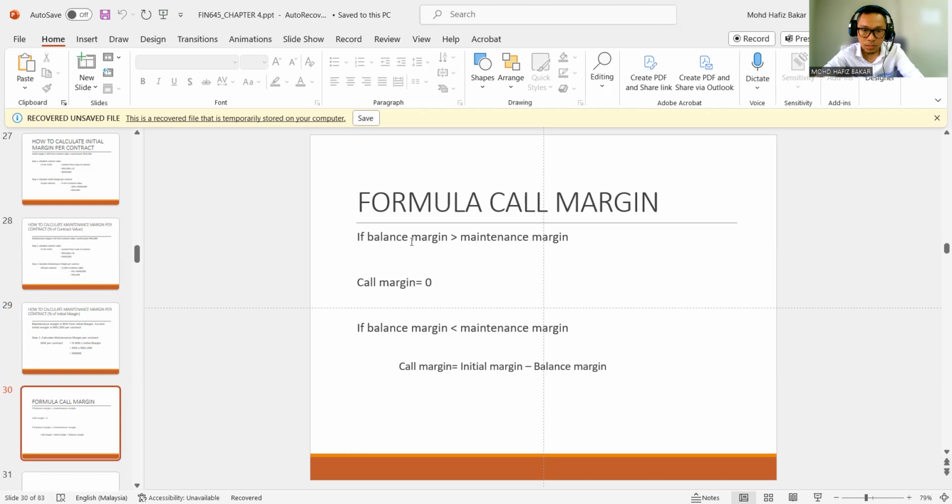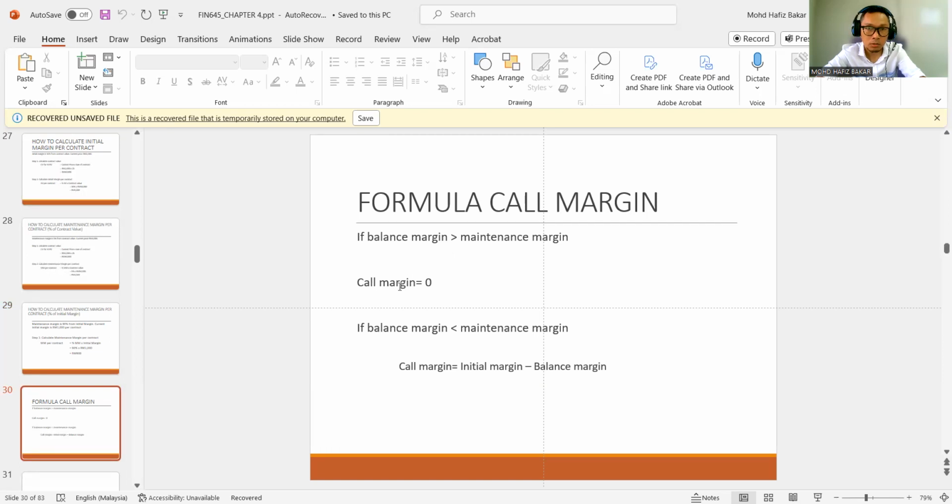Alright. Formula for call margin. So this is the situation. First situation, if balance margin is more than maintenance margin, no need to call margin. Call margin, let's say they have been deducted from the initial margin. Meaning, let's say they incurred a loss, so the amount of loss is covered by the initial margin. So let's say the balance margin is more than maintenance margin, let's say the balance margin is 2,000 and maintenance margin is only 1,000. So 2,000 is more than 1,000, no need to call margin.